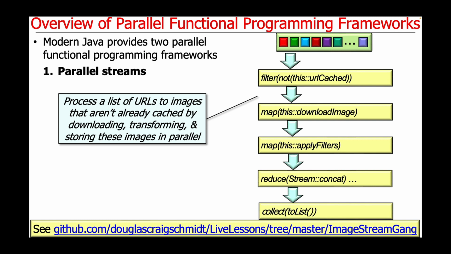Here's a simple example that we will probably talk about later as a case study. This example takes a list of URLs to images that aren't already cached, we haven't already processed them, and it will then download the images that aren't already cached, transform them to do image processing filters on them, and then store the images, and it'll do all this stuff in parallel. And you'll see tremendous speed up relative to doing it sequentially. And it's a really cool example of applying parallel functional programming with parallel streams.